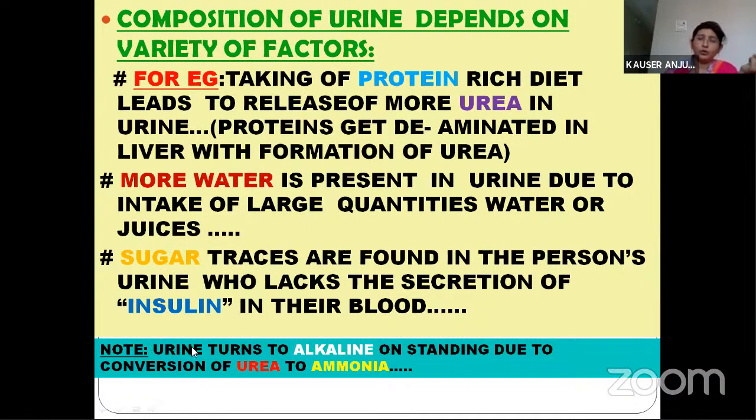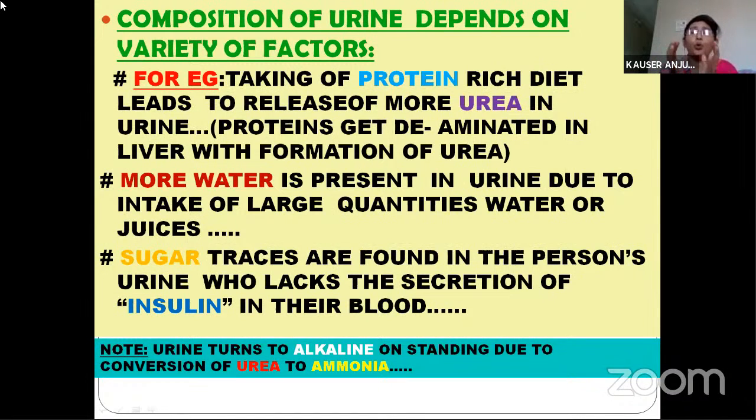Now here, there is a note given. Urine turns to alkaline on standing due to conversion of urea to ammonia. Standing in the sense, not simply sitting or standing. When the urine is formed and stored in the bladder, then its nature is acidic.